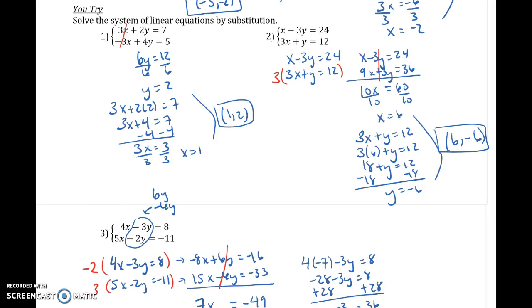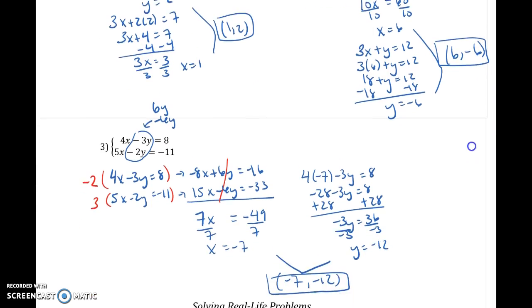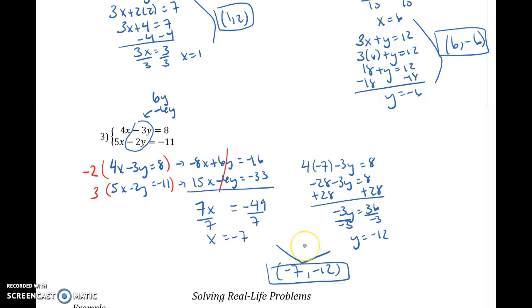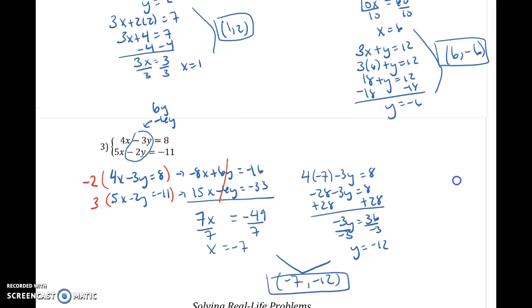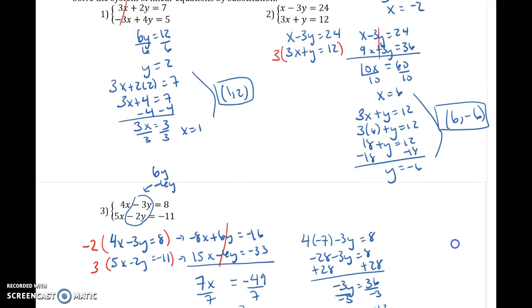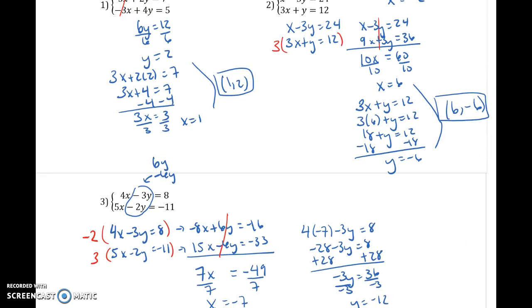All right, let's check your work. So again, it doesn't matter which one you eliminated, but you should get the same final answer I did. So 1, 2 for number 1, 6, negative 6 for number 2, and then negative 7, negative 12 for number 3. So feel free to copy down my work. You can always scroll back and pause if you need to.